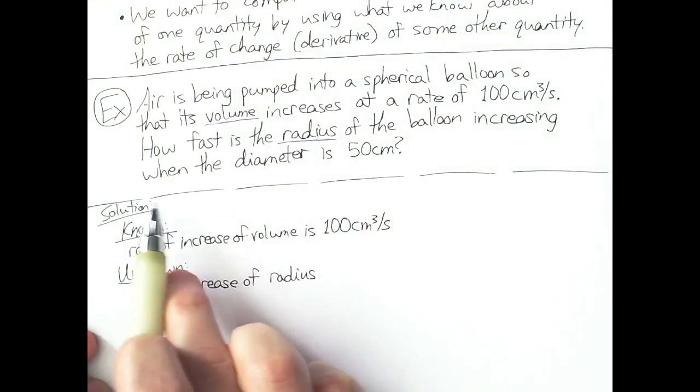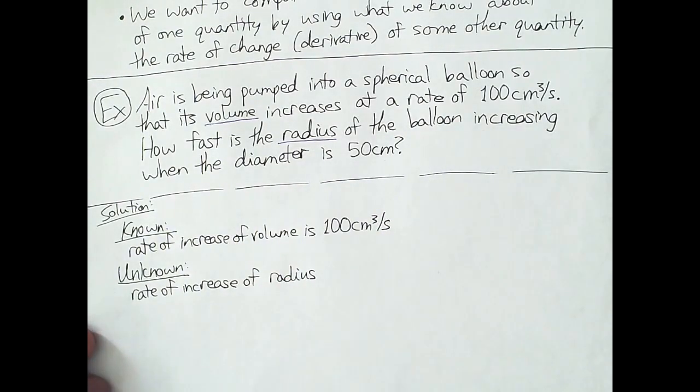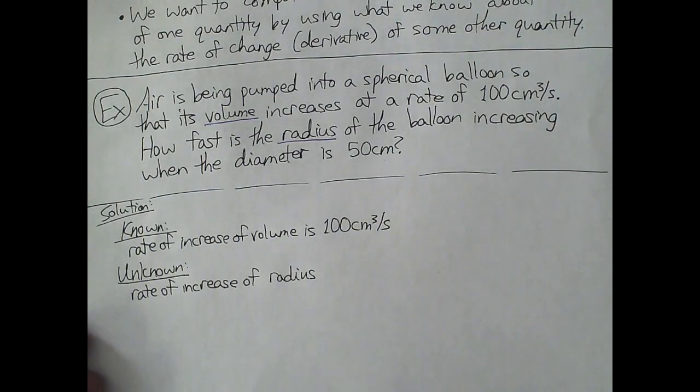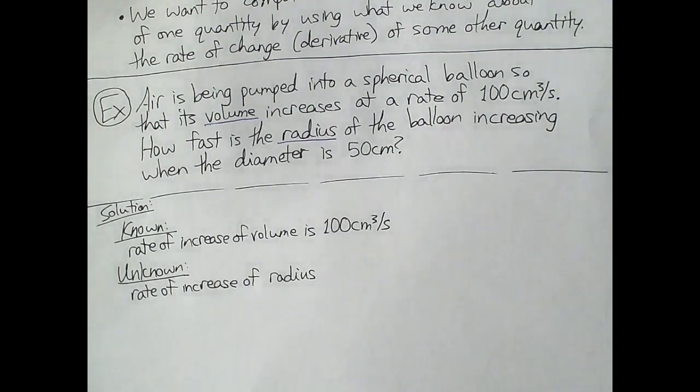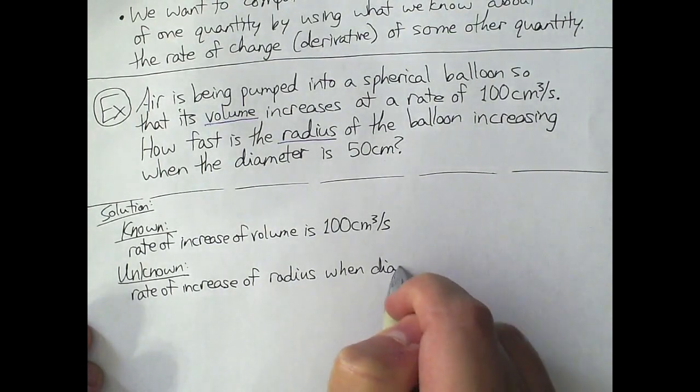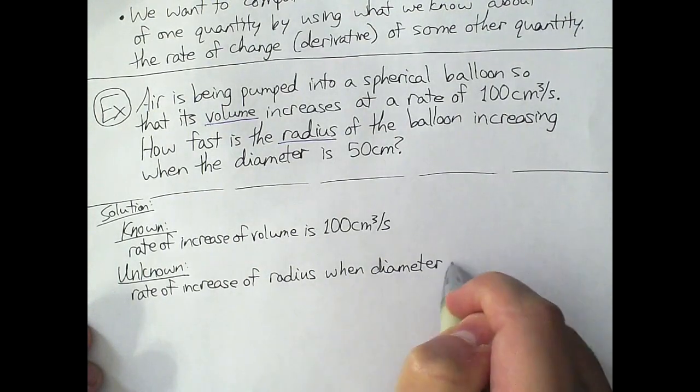Oh, there's some more, though. There's some more to this. It doesn't just say how fast is the radius increasing. It says when the diameter is 50 centimeters. That seems like that might be important. So let's write that here. When the diameter is 50 centimeters.